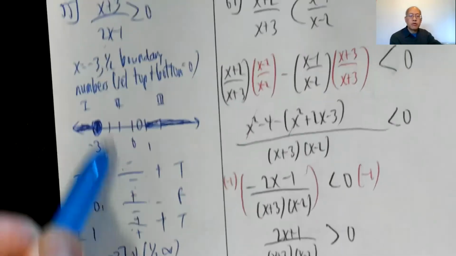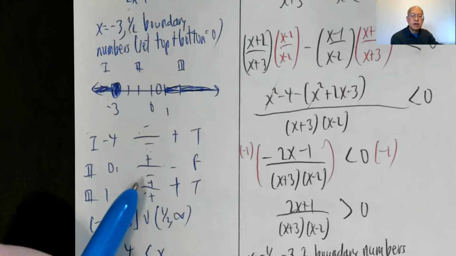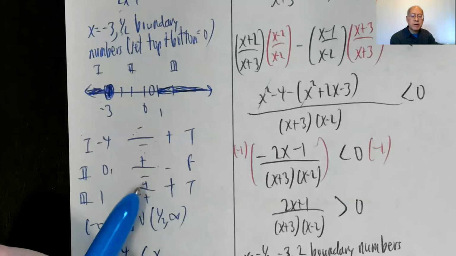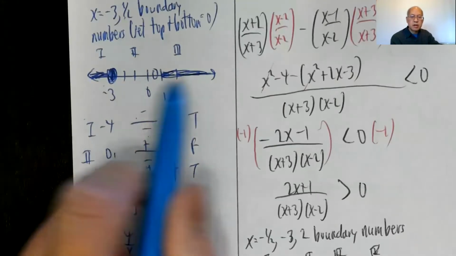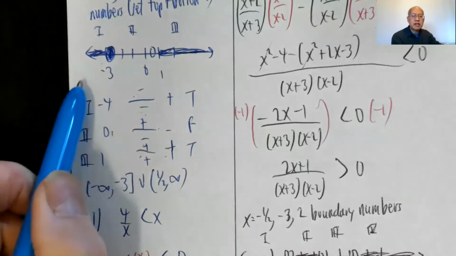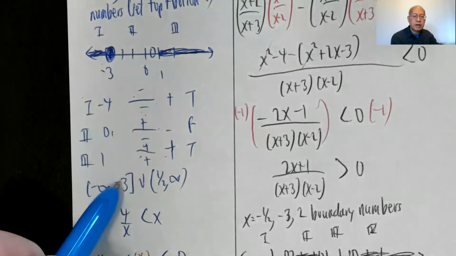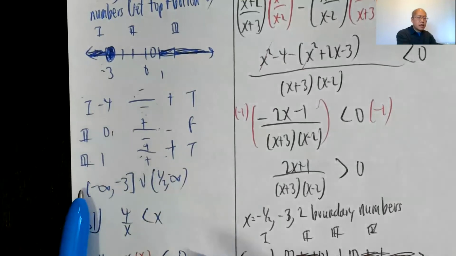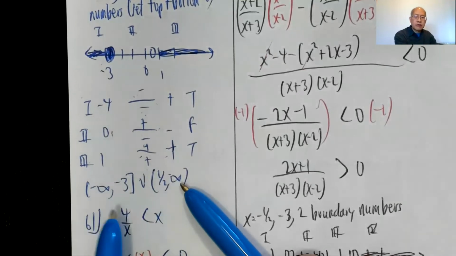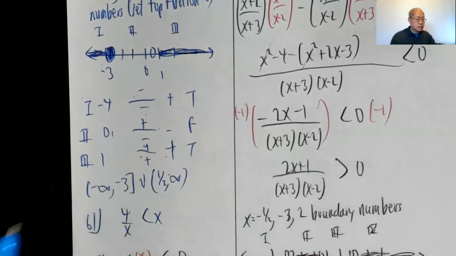And region 3, plug in 1. 1 plus 3, positive. 2 times 1 minus 1, positive. Positive divided by positive is positive. Positive greater than or equal to 0, that's true. Shade in region 3. So I have parenthesis, negative infinity, comma, negative 3, bracket, union, parenthesis, 1/2, comma, infinity. Negative infinity is always on the left. Positive infinity is always on the right, and they always have parentheses.